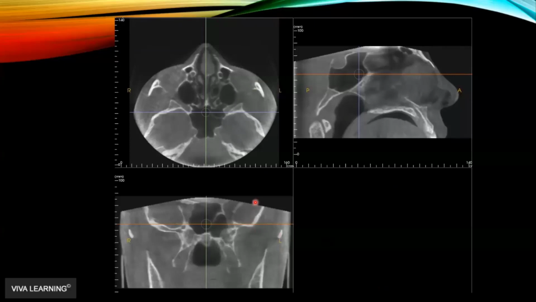So let's look at some of these images. We're right in the mid-sagittal plane here, as you can see by this line right in here. So let's look at some of these anatomical landmarks here. That's the pterygopalatine fossa we just talked about.